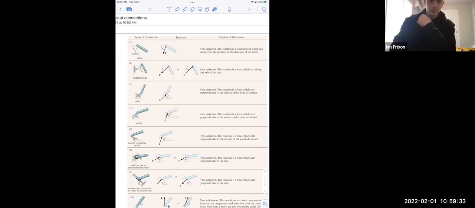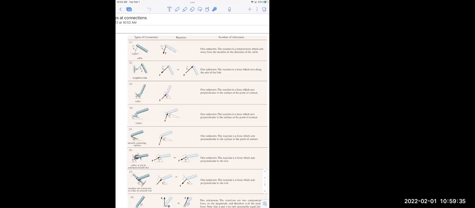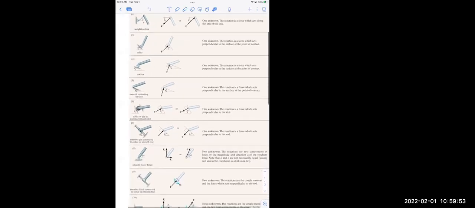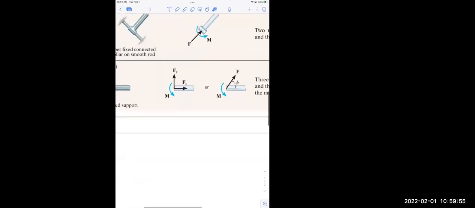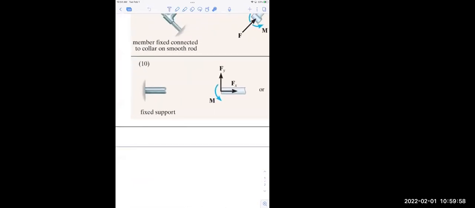Well, this page is directly out of your book, and we're going to add to our thinking today the fact that our engineering is basically connected in some way. I want to highlight the major ones. A fixed support, this number 10 one. The fixed support means it's like bolted to the wall. And I think our first example today is going to be dealing with that.